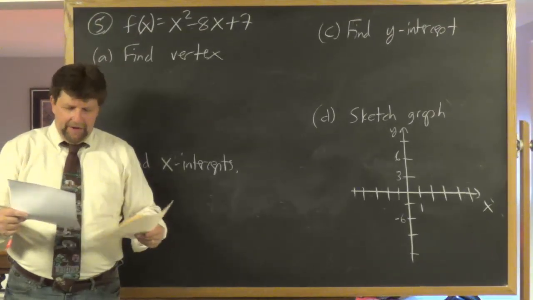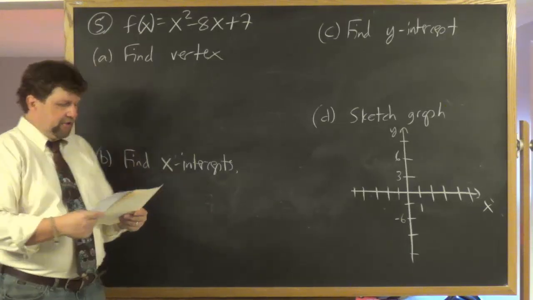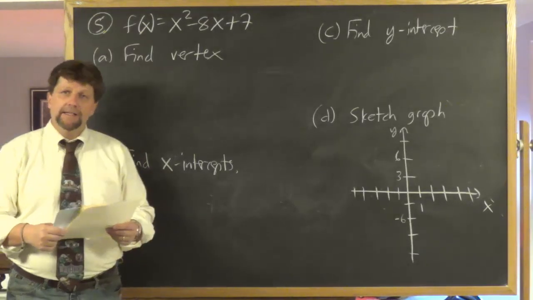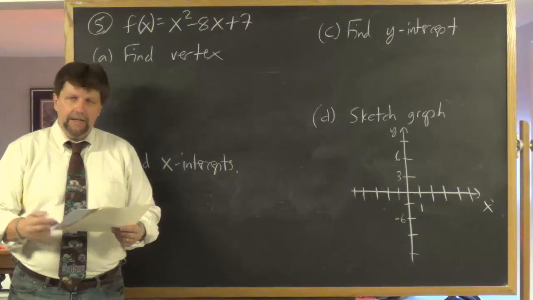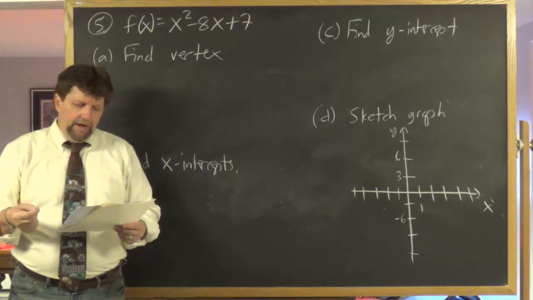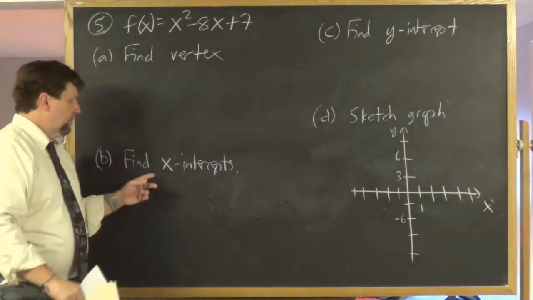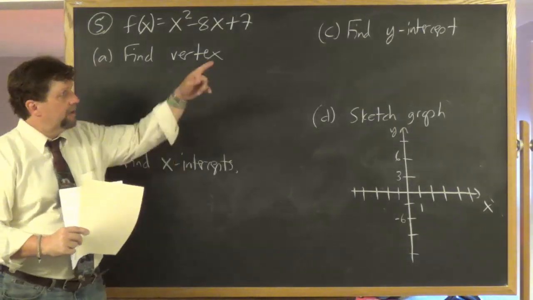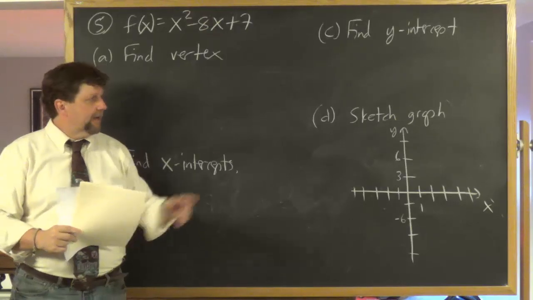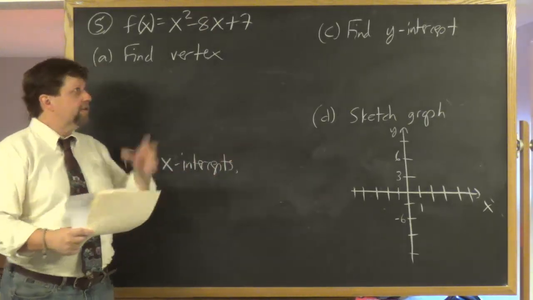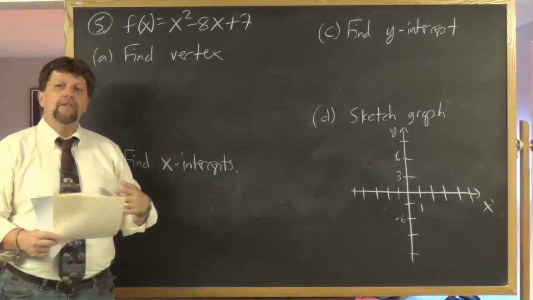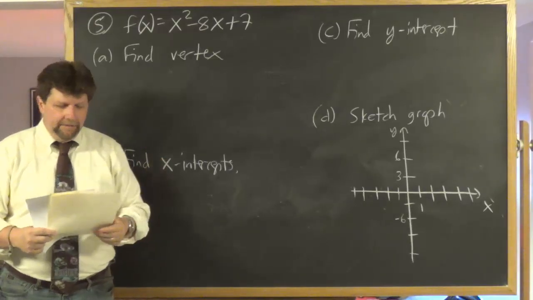Hey folks, here in number 5, I gave you a quadratic function, f of x equals x squared minus 8x plus 7. And I asked you to do 4 things. In part A, I asked you to determine the coordinates of the vertex. Part B, get the x-intercepts. Part C, get the y-intercept. And then part D, sketch a graph using the information we gather in parts A, B, and C.